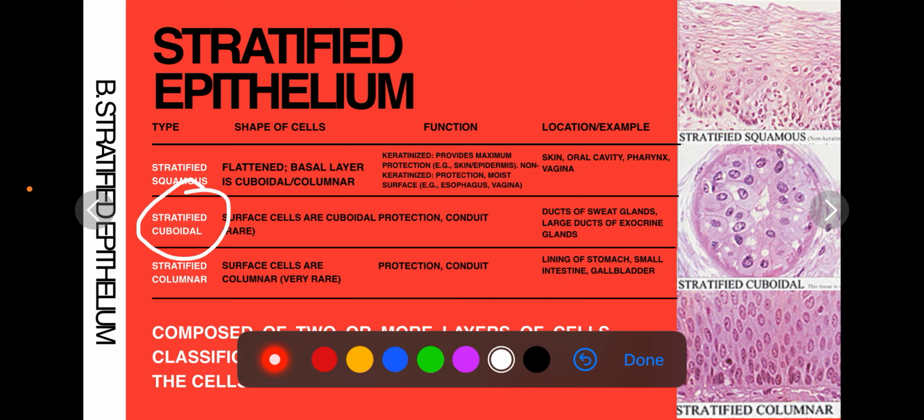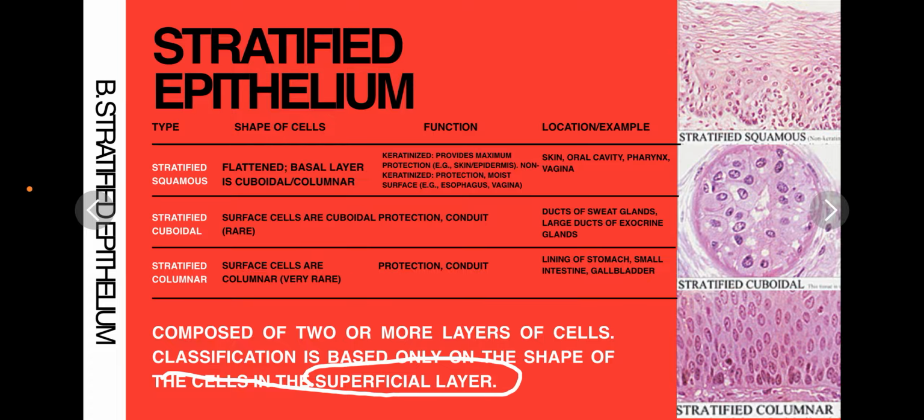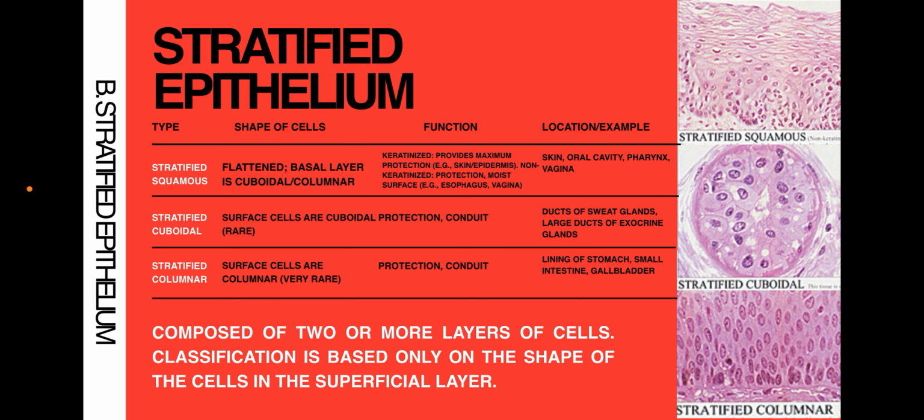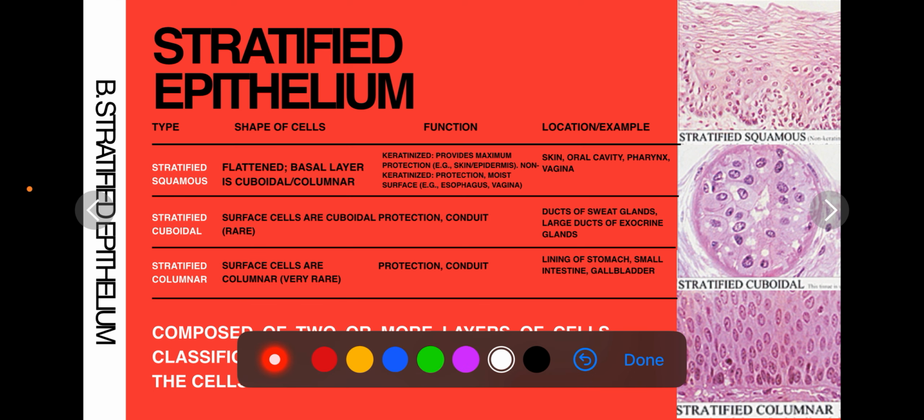Let's move to the other type here, stratified cuboidal, and here the image can show you something. Okay, this is the image here. In this case, as we have mentioned, remember this, it depends on the surface layer, the cells on the surface layer. So what is the shape of the cells? The surface is cuboidal, and in the columnar, the surface is columnar.